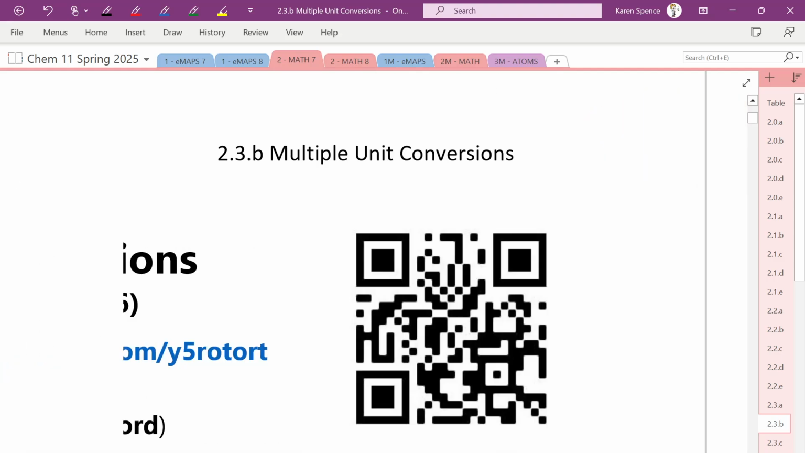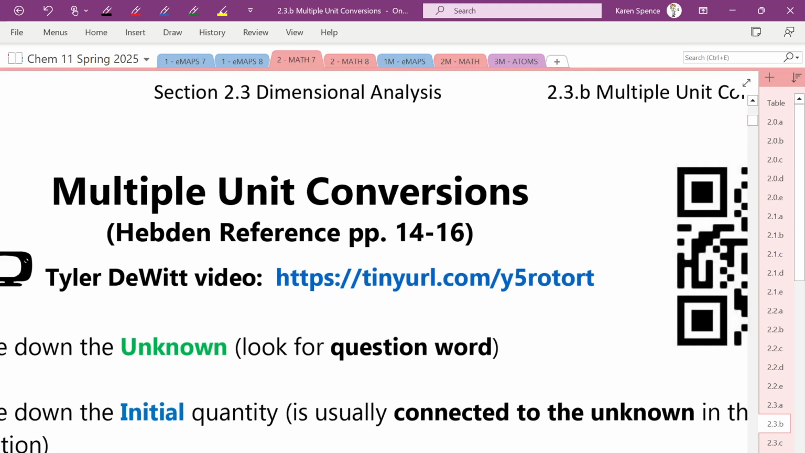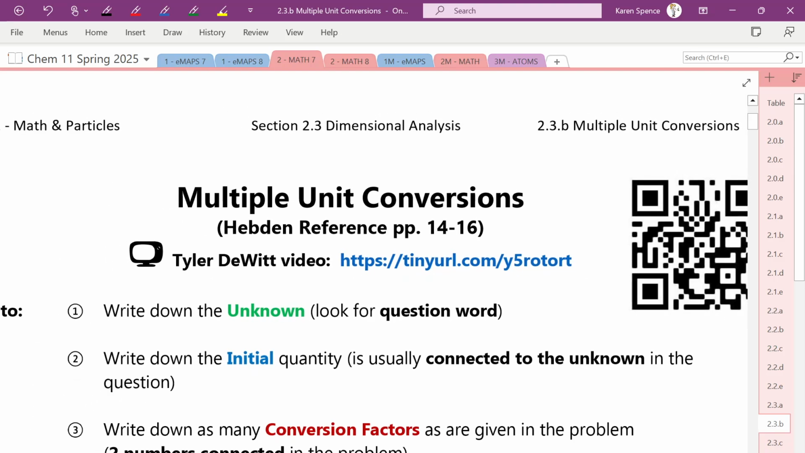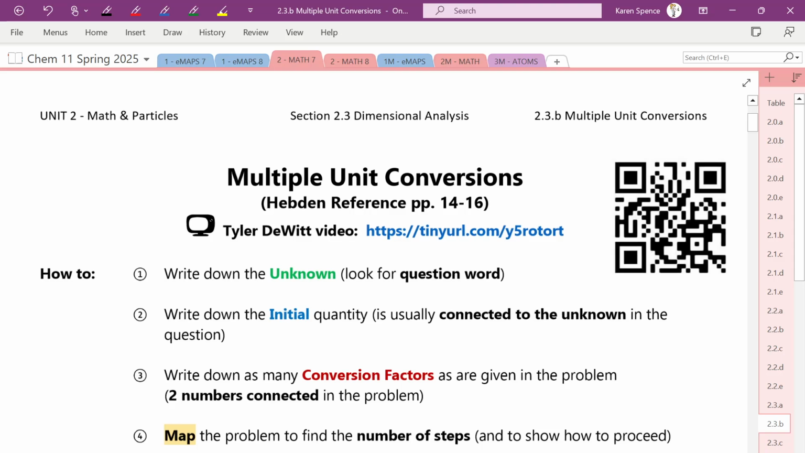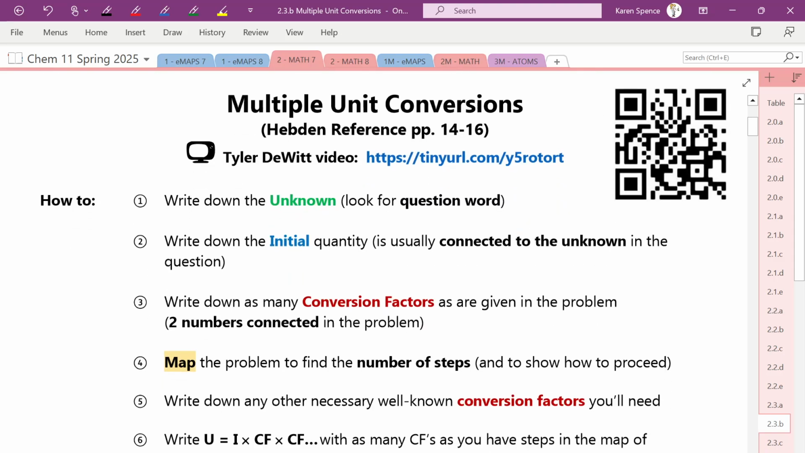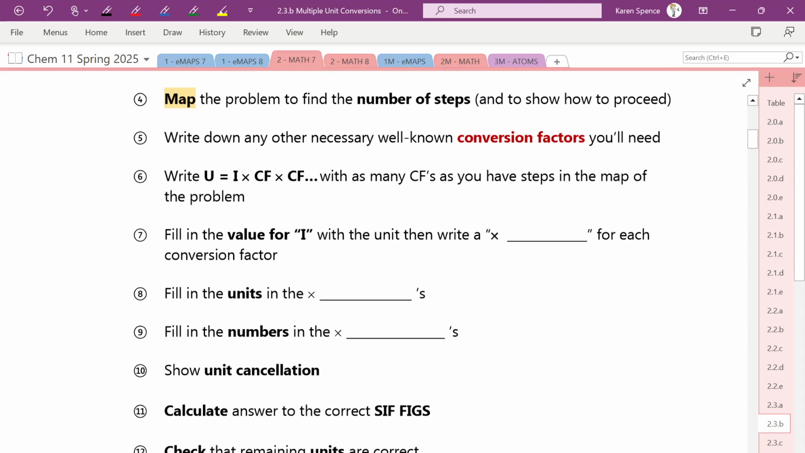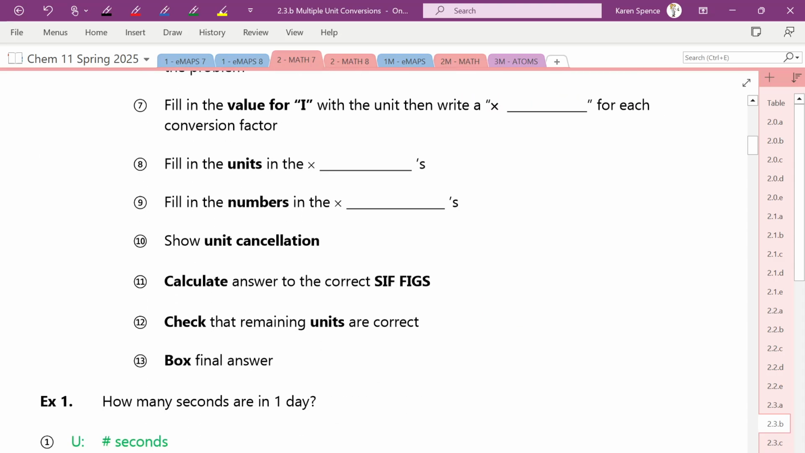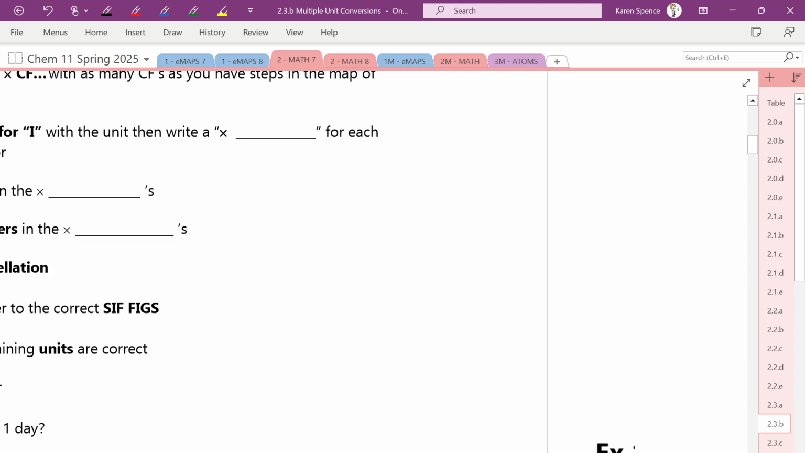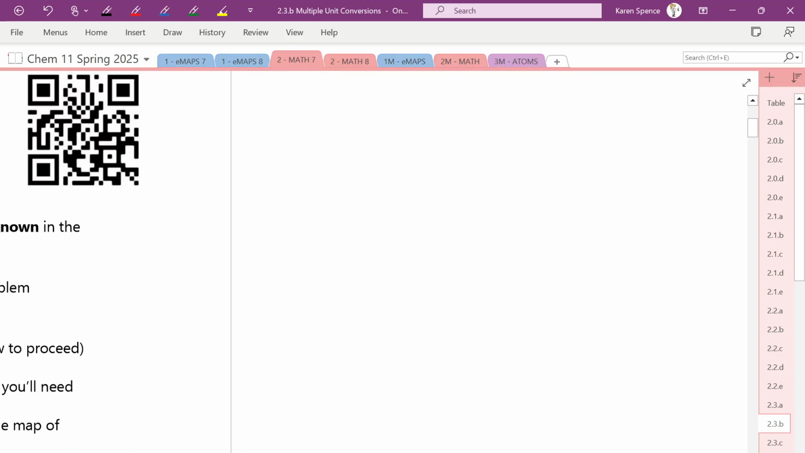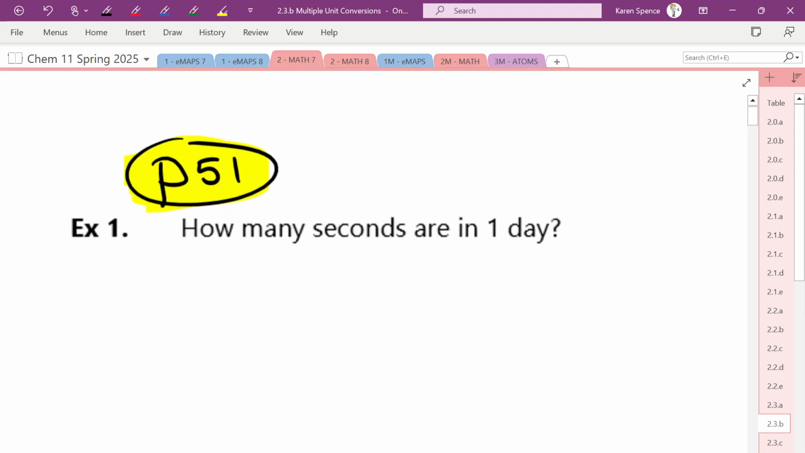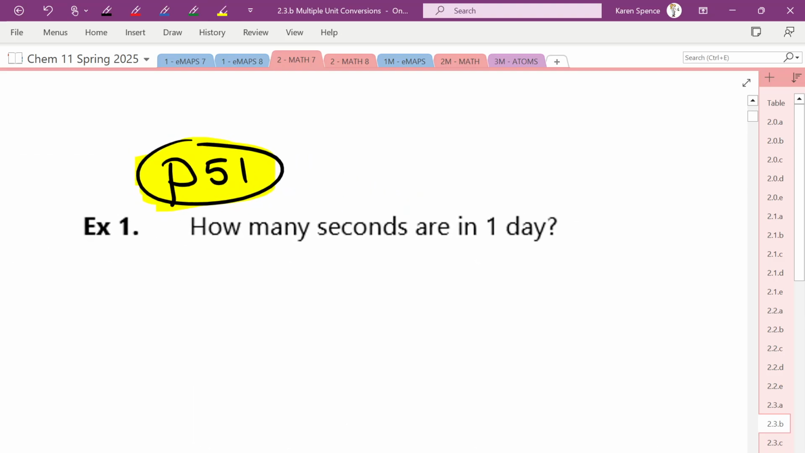And on page 51, I'm just going to point out a couple of things to you. If you're like, I would like Tyler to teach me how to do this because I did not understand it when Ms. Spence did it, you can watch that video. If you are like, how do I do this? There is a step-by-step, step 1 through 13. You can go through those 13 steps. But I'm just going to show you the basic breakdown of how it works. Okay? How many seconds in one day?